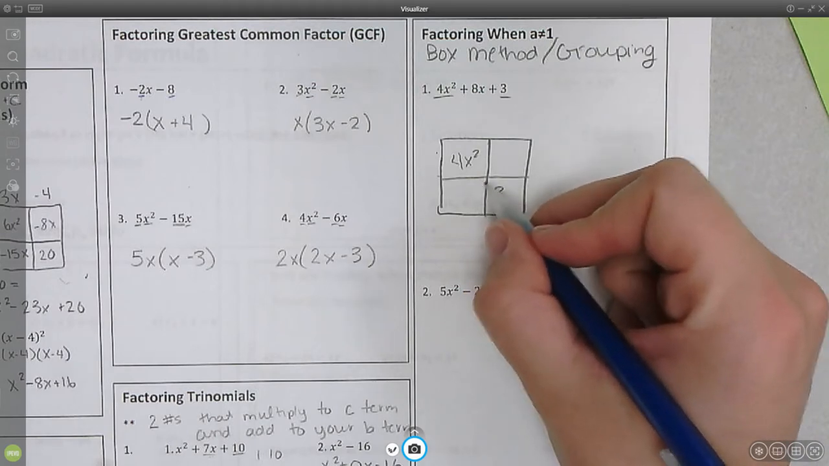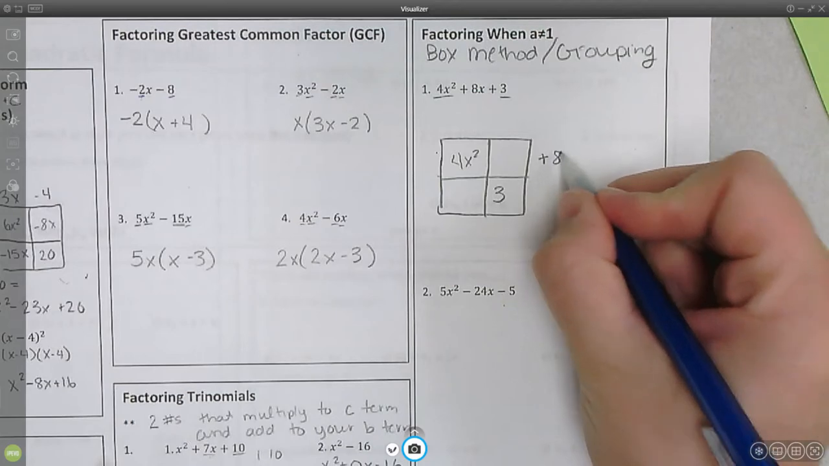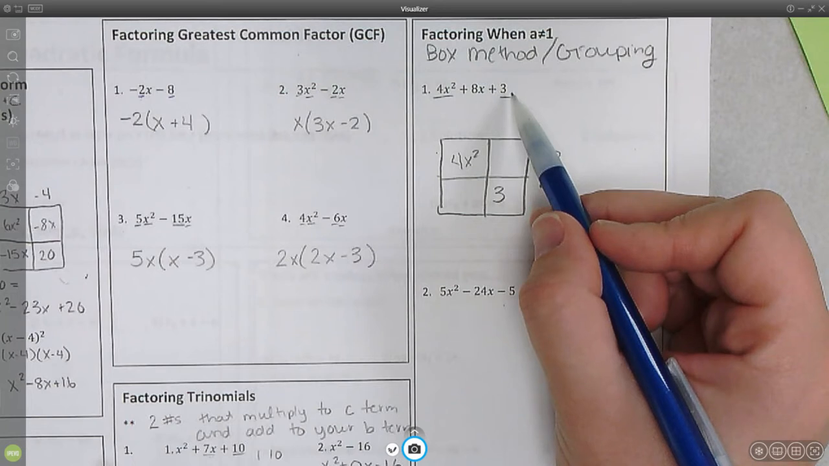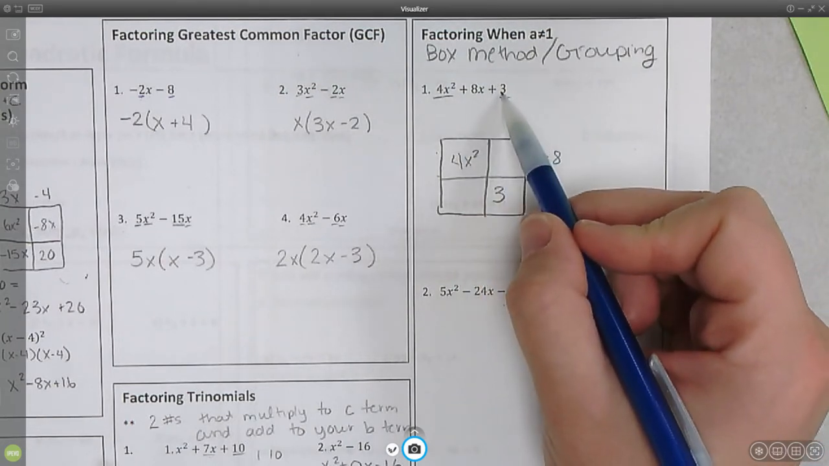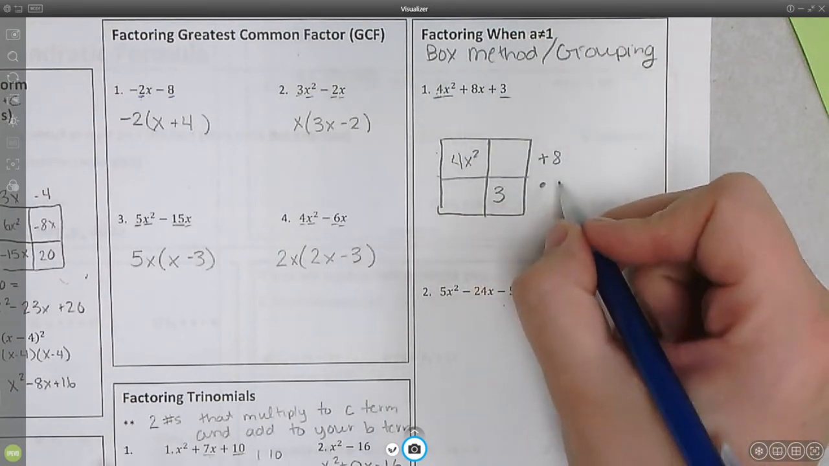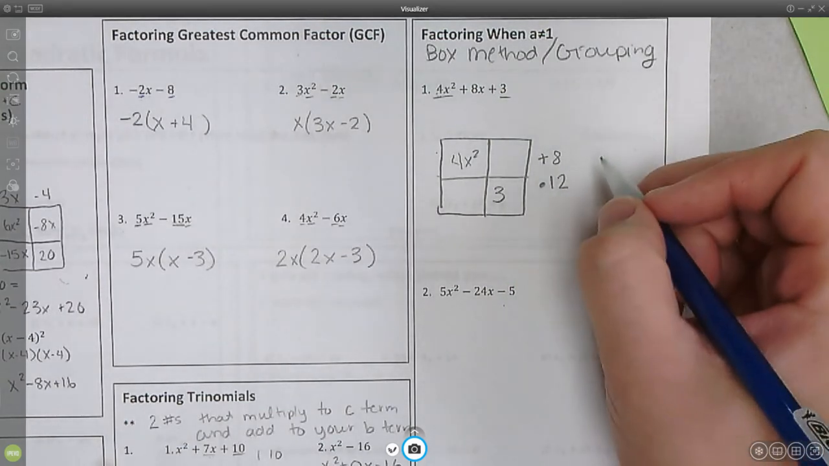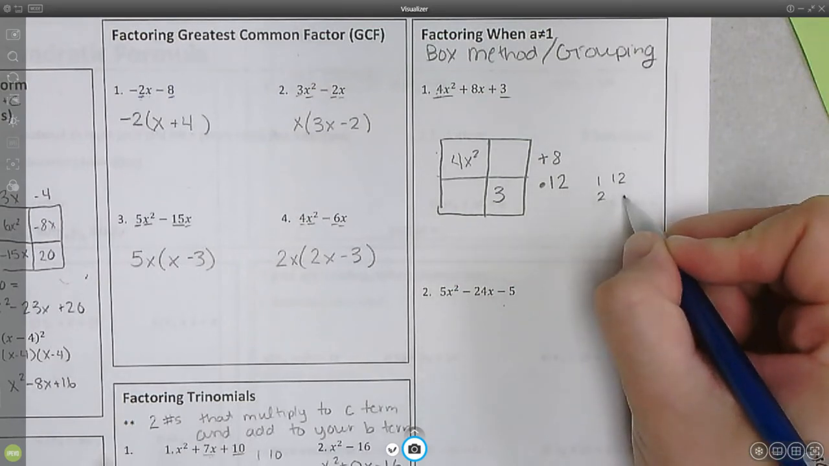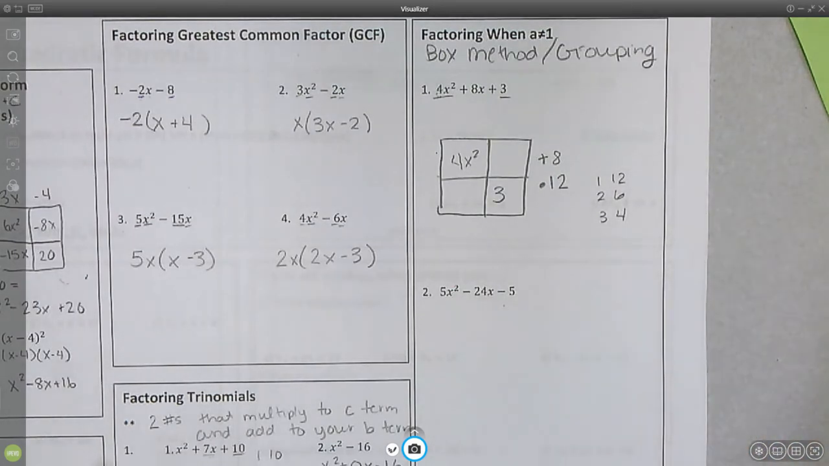Then to fill in these two boxes, you need two numbers that add to your middle number, which is 8, and that multiply. If you don't have an a value, so if this is just a 1, you would have two numbers that multiply to 3. But since you do have this a value, you have to take 4 times 3, which is 12. So you need two numbers that add to 8 and multiply to 12. Things that multiply to 12 are 1 and 12, 2 and 6, 3 and 4.